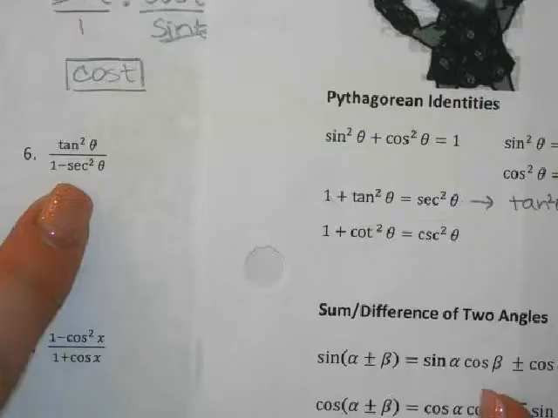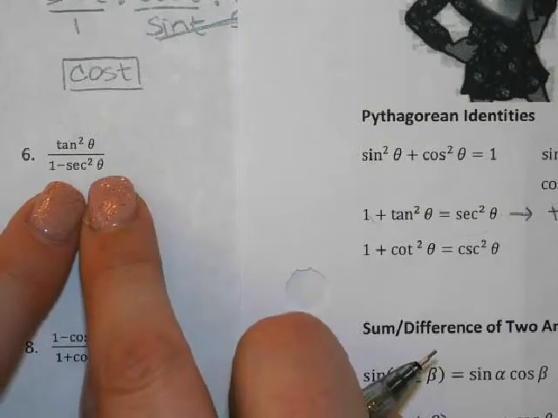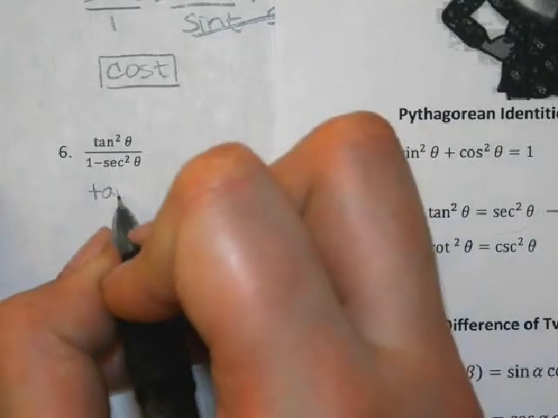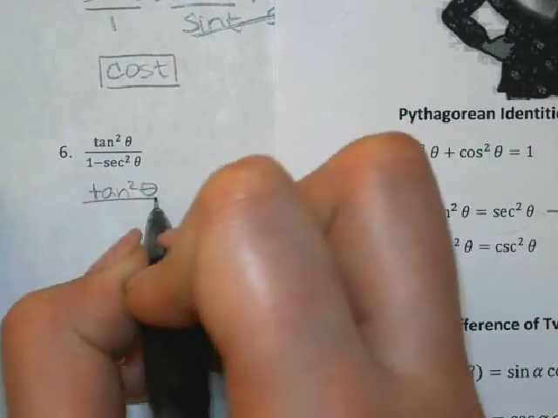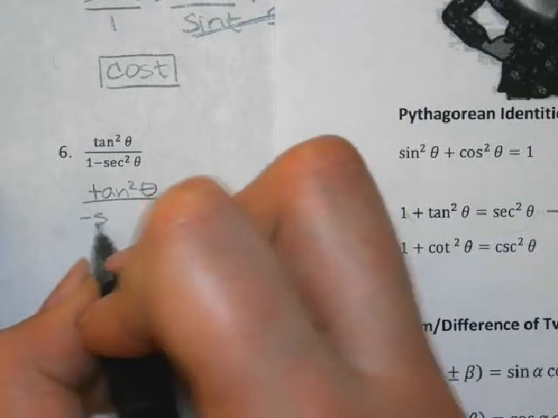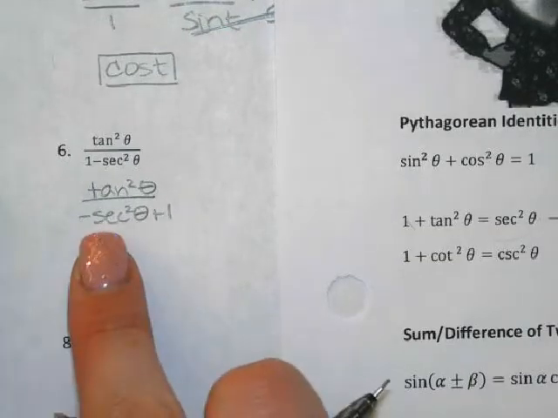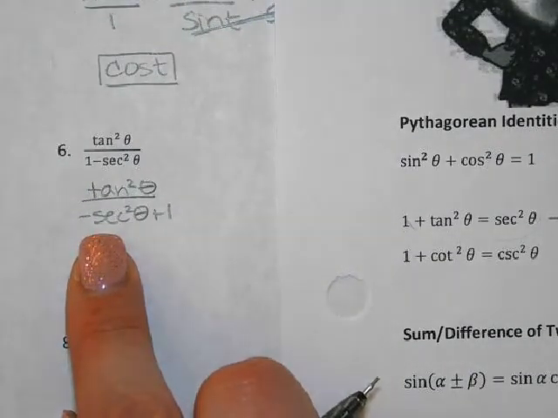It's in the wrong order. Do you guys see that? Okay, so let's go ahead and switch the order of the bottom. So I'm going to say tan squared over, and I'm going to do negative secant squared plus 1. So you can switch the order as long as you keep the sign. The secant squared was negative, so I'm keeping it negative.